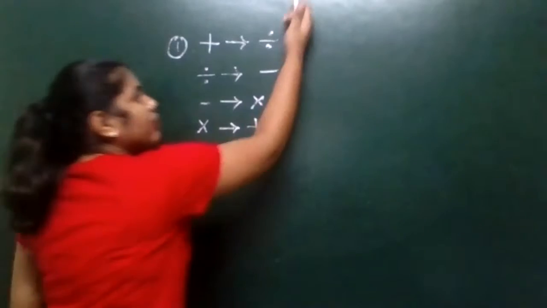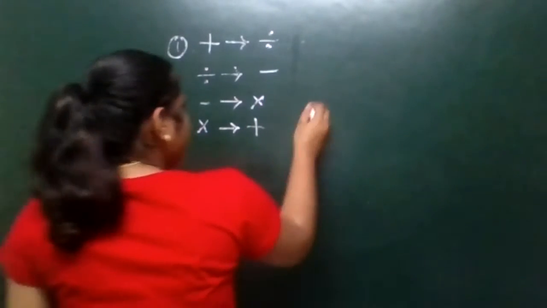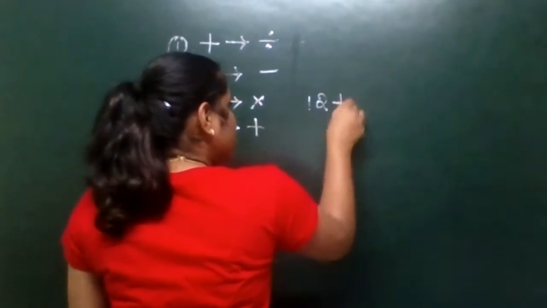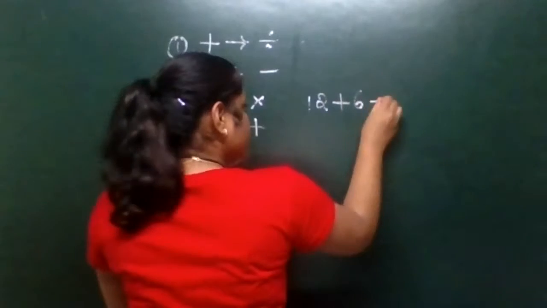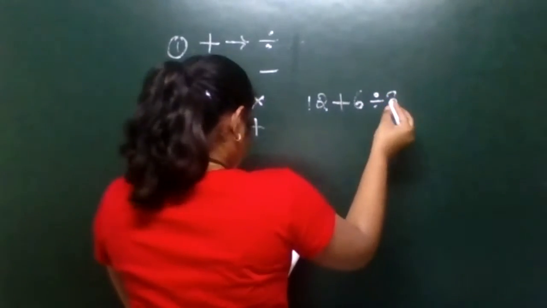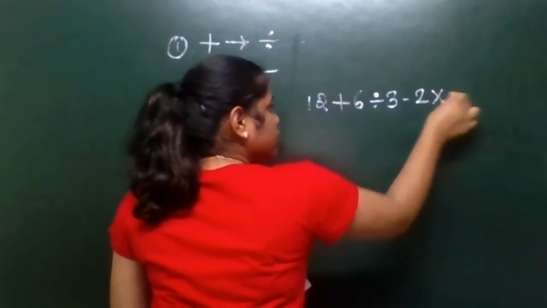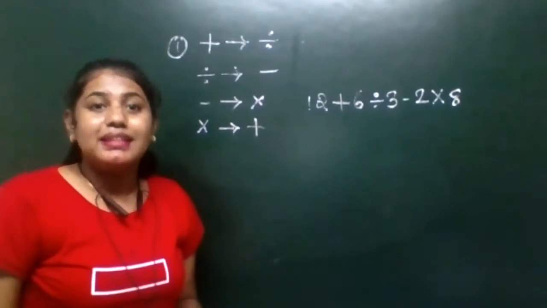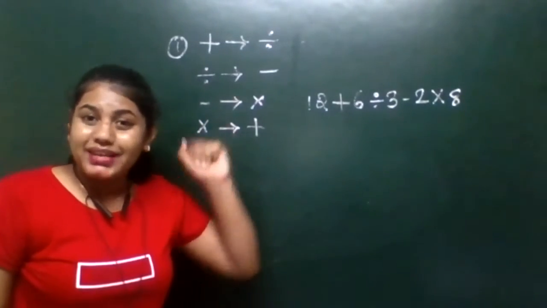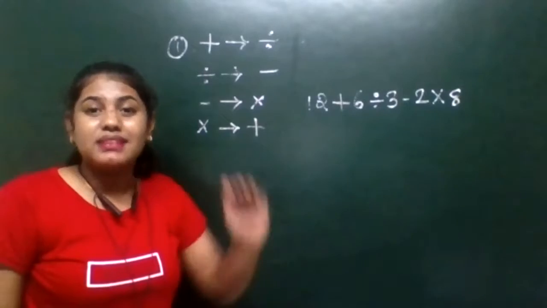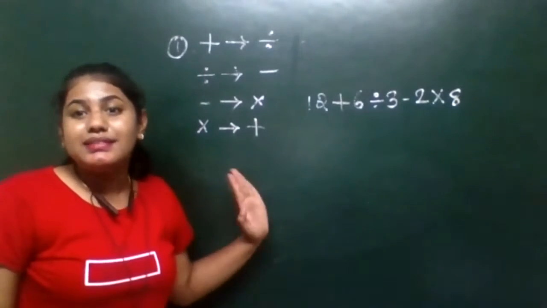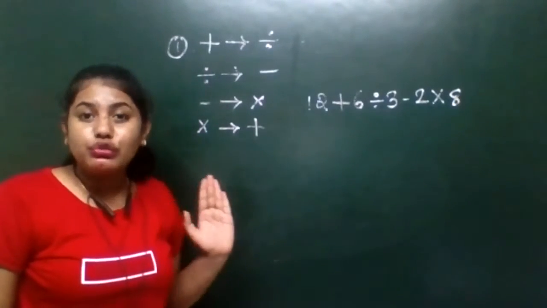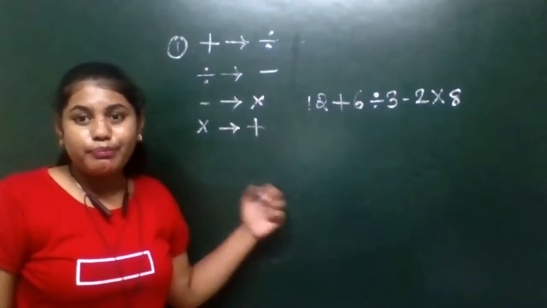So this is the given data. They will only give the question: 12 plus 6 divided by 3 minus 2 into 8. This is the given question. Students, listen to me. Those who raised your hand, please kindly lower your hand. Listen to me carefully on how to solve this kind of problem.